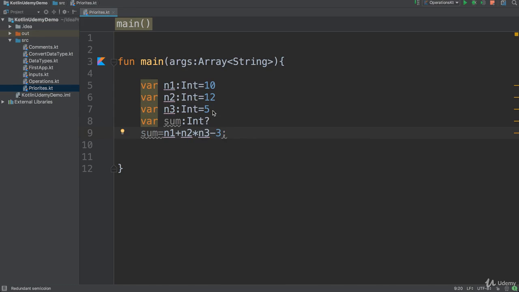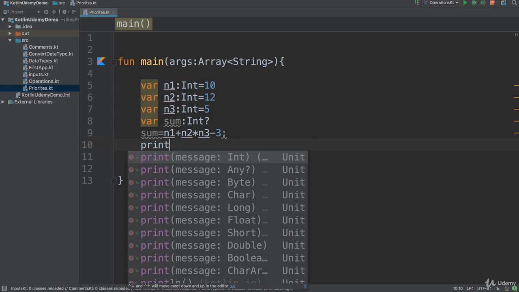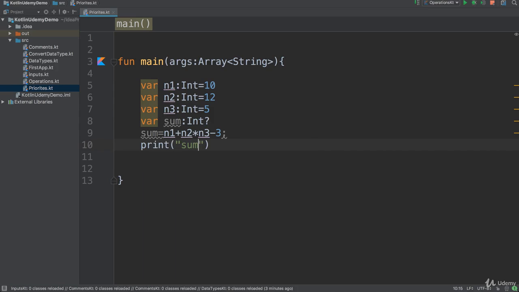What you expect, what you believe, you say, okay, I want to add first two numbers like 10 plus 12, then I multiply both of them by 3, then minus 3. Then you say print sum. You could do two ways for printing. You could say plus sum, or also you could take this one and you could add it here by adding $ sign before it and sum, and still same result give you.